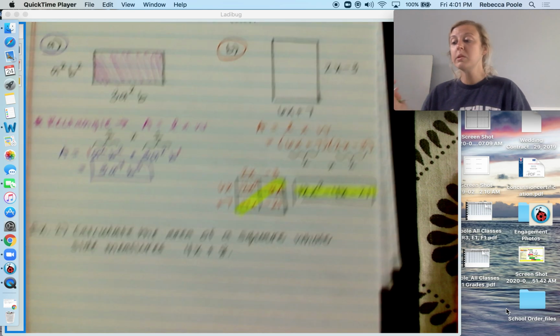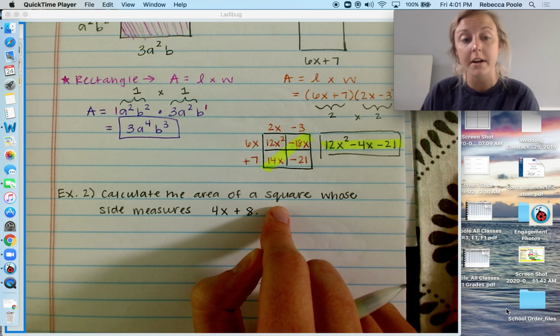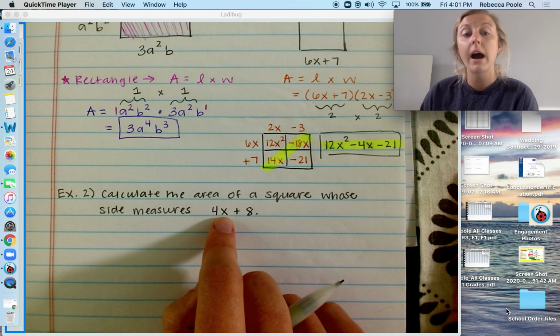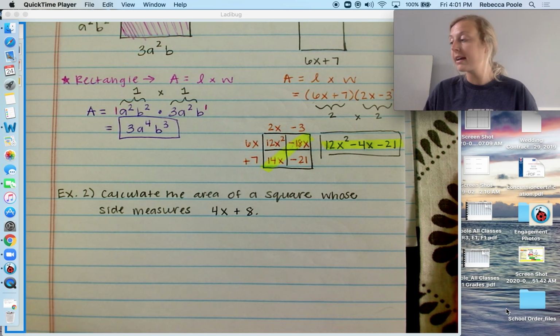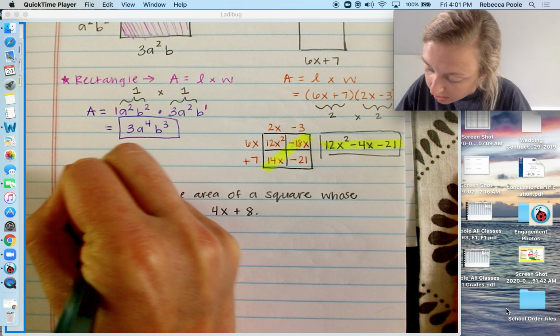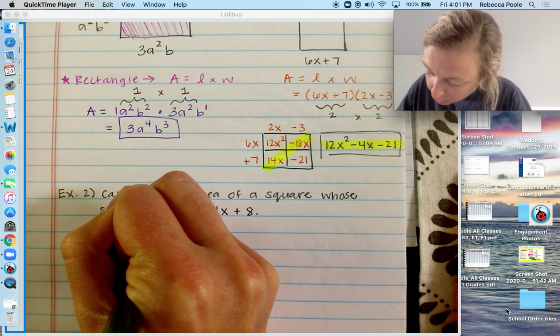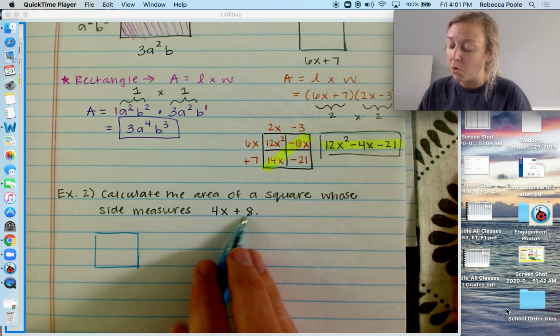All right, so this one's different because one, I gave you a different shape. I gave you a square. But two, I also didn't draw it for you. I gave you the measure. So this is what I need you to do. You need to go draw it. So we have a square. Remember, square, all 4 sides are the same. And the sides measure 4x plus 8.